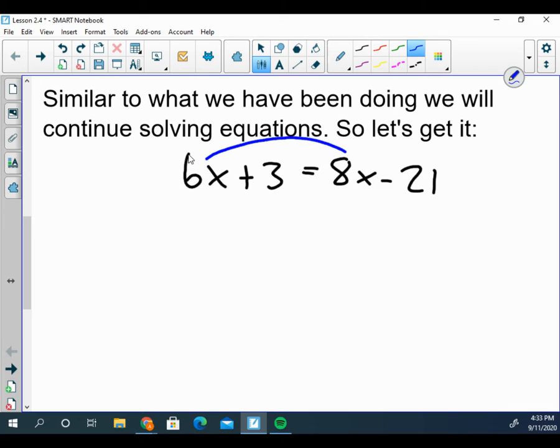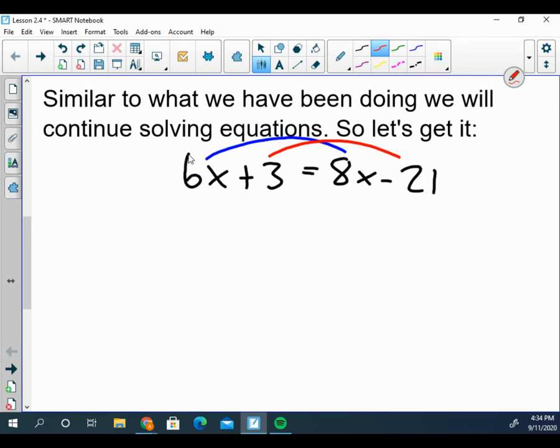I need to combine the 6x and the 8x on one side, and on the other side, I want to get the 3 and the negative 21 together. Those are my constants on one side, the variables on the other, and I should basically have a one-step equation. Now, it doesn't matter where you start. You could start this a million ways. You could subtract 6x from both sides to start. You could subtract 8x from both sides to start. You could add 21 to both sides to start. You could subtract 3. It doesn't matter.